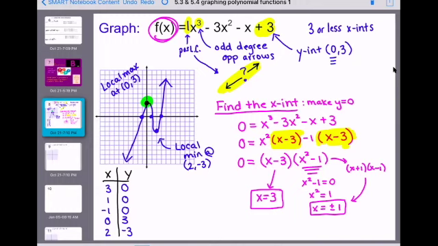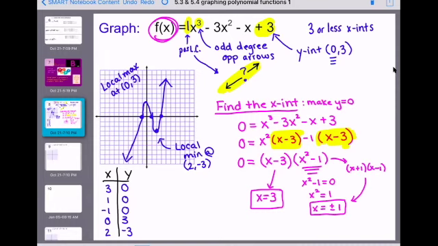And guess what? They're not. These are not the real turning points. This graph does not turn at (0, 3). It actually turns slightly before (0, 3). I don't know what the ordered pair is, but let's just pretend it's (-0.1, 3.1). So it's pretty close, but it turns right before it hits (0, 3).